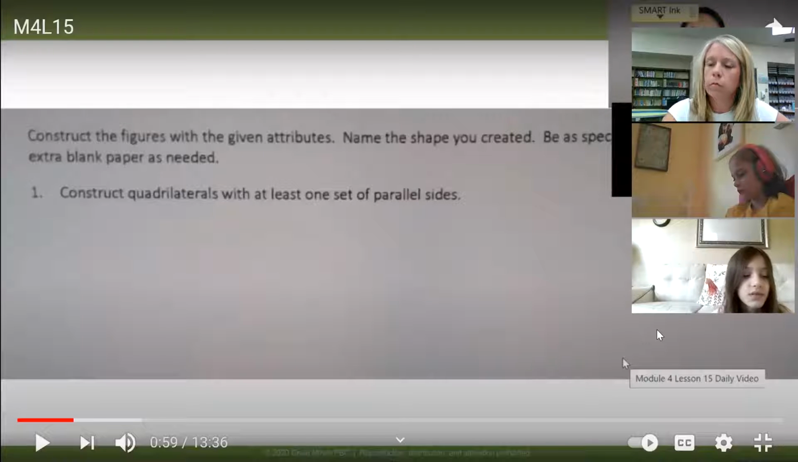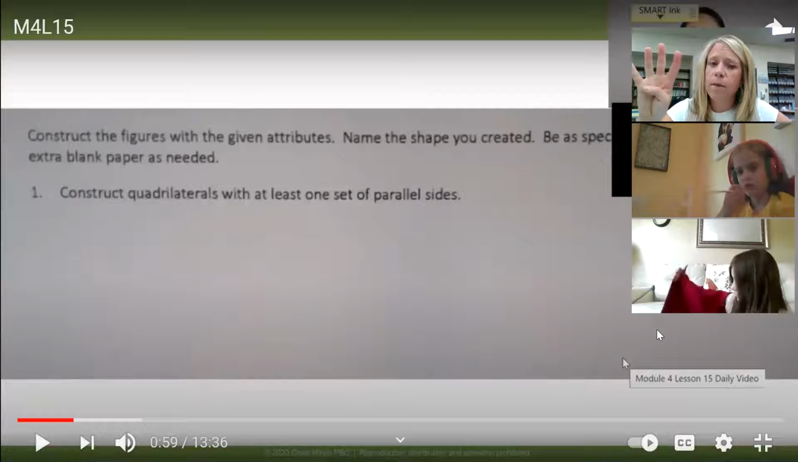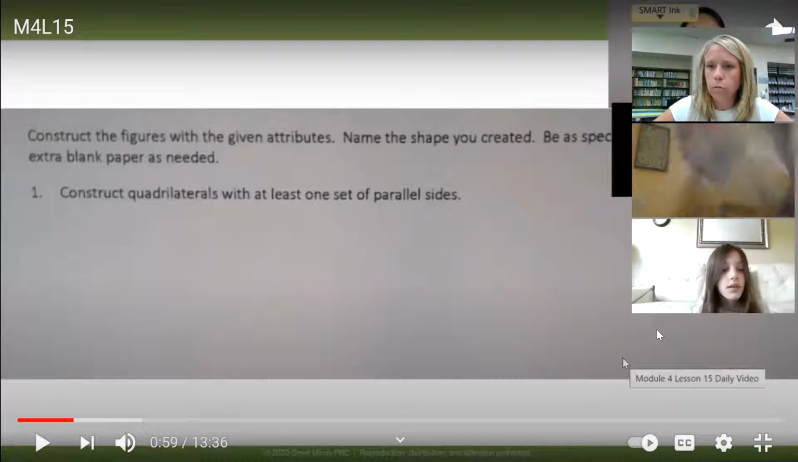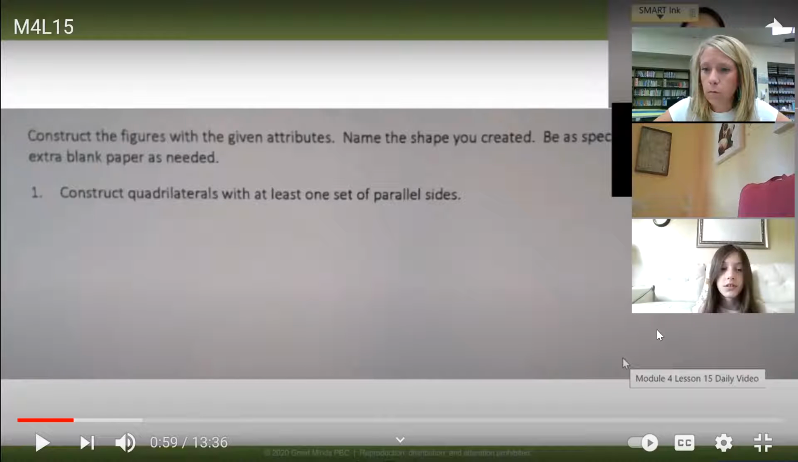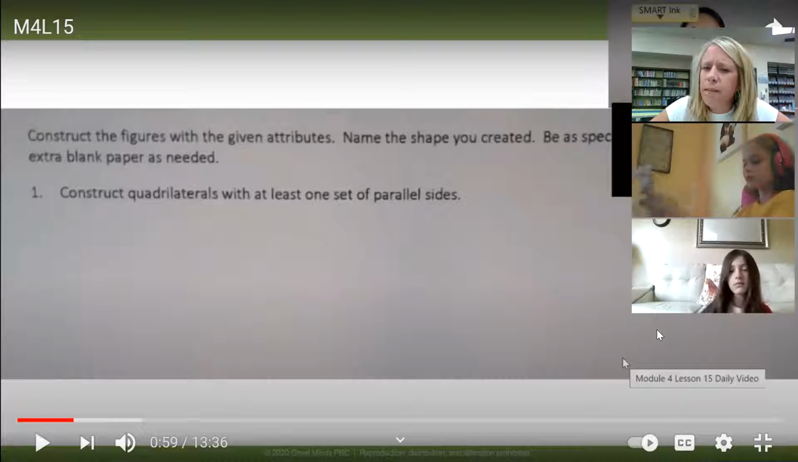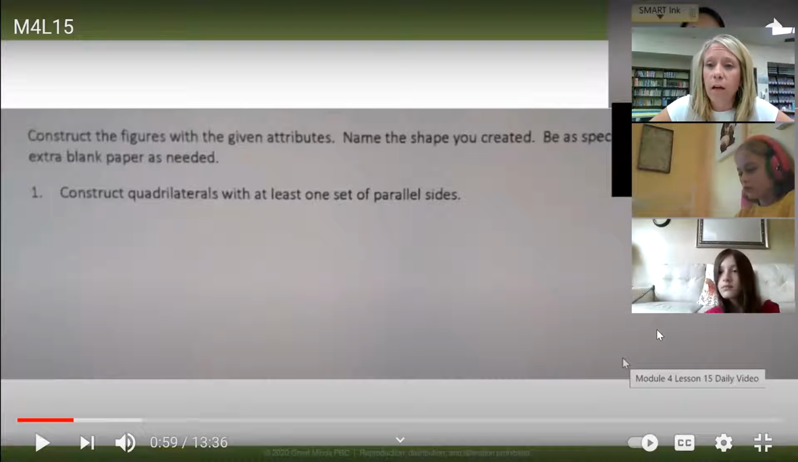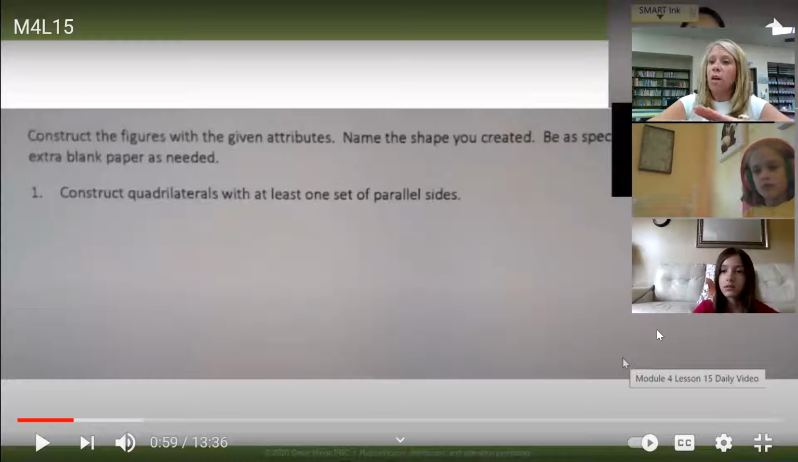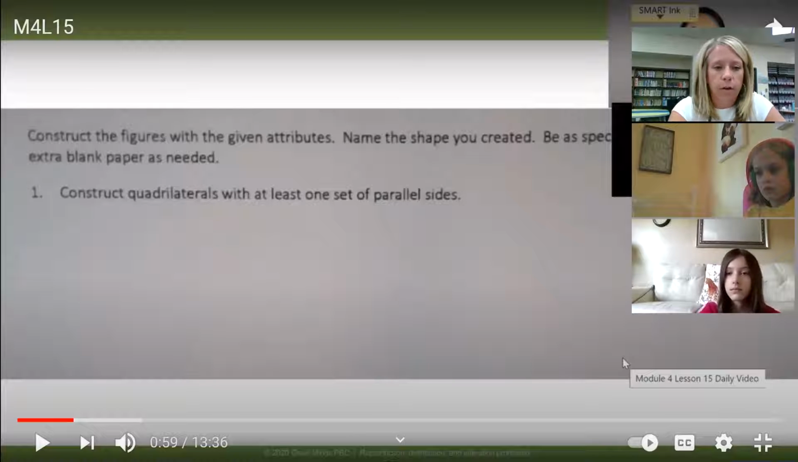A shape with 4 sides. 4 sides, very good. Sarah, what does it mean if it says at least one pair of parallel sides? You can have more, but the minimum is 1. Very good. I love how you said that. You can have more, but you need to have at least one. But Sarah, what are parallel sides? There are sides that can go on forever and never touch. Right. If you extend them as far as they will travel into infinity and beyond, they will never cross or intersect one another. Very good.